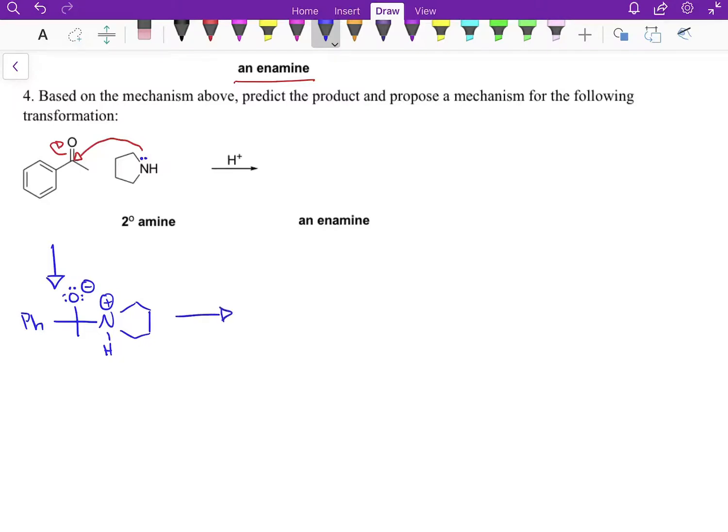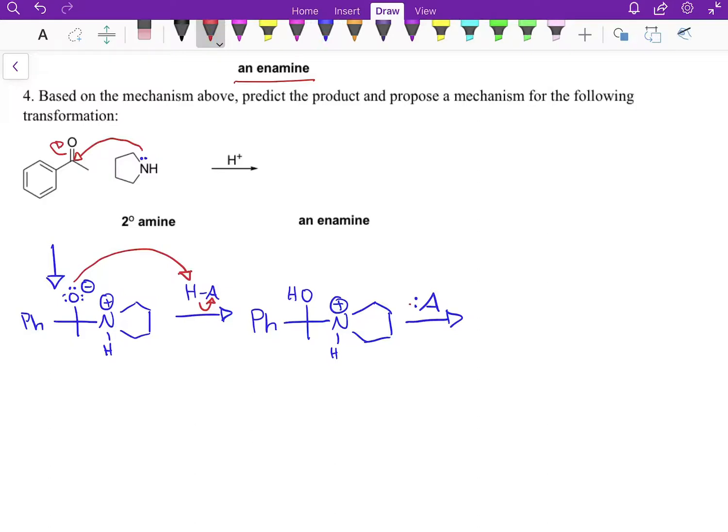So now you want to get rid of the negative charge on the oxygen once again. So you need an acid, since this is acidic conditions. So the nitrogen is still positively charged, and you want to neutralize that as well. You're going to use a base. And that's going to push it up here.